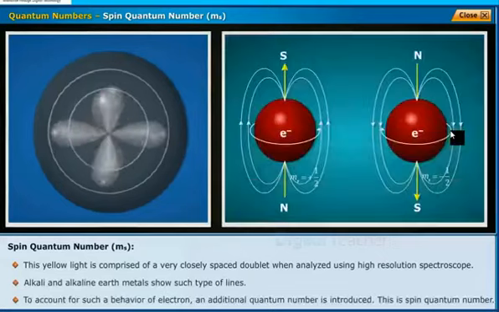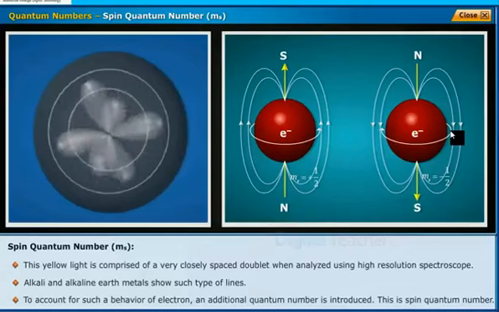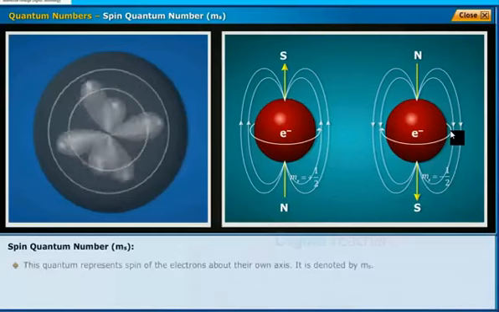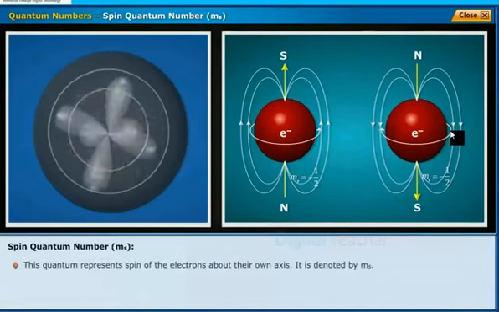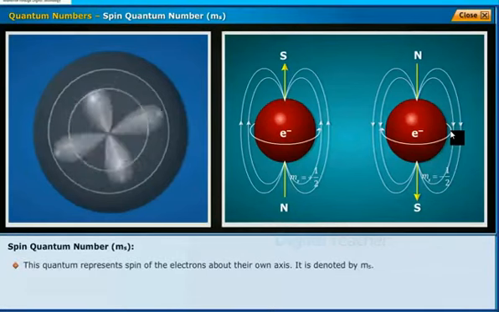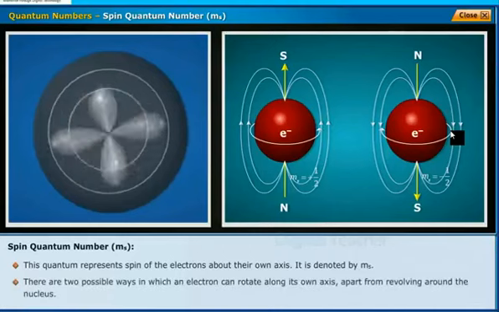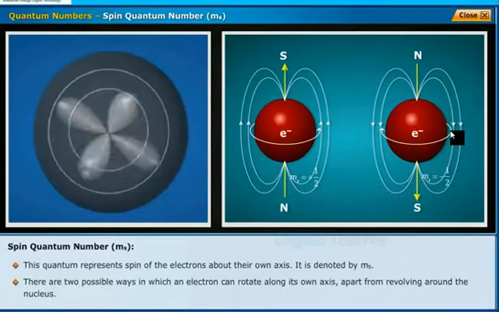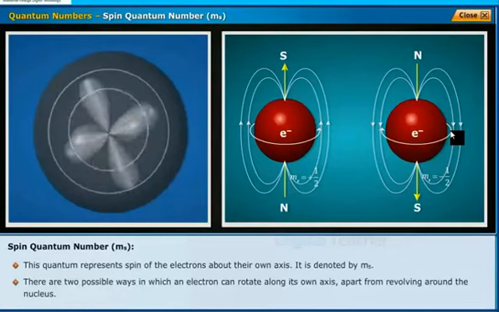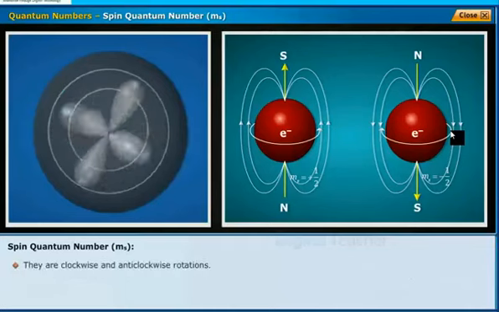To account for such a behavior of electrons, an additional quantum number is introduced. This is the spin quantum number. This quantum number represents the spin of the electrons about their own axis. It is denoted by ms. There are two possible ways in which an electron can rotate along its own axis, apart from revolving around the nucleus. They are clockwise and anti-clockwise rotations.